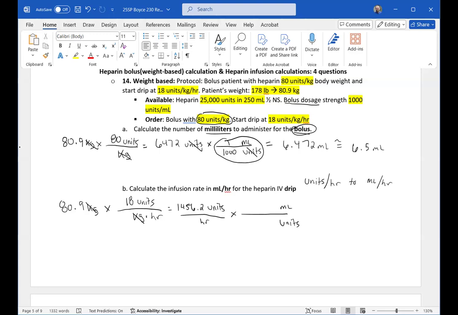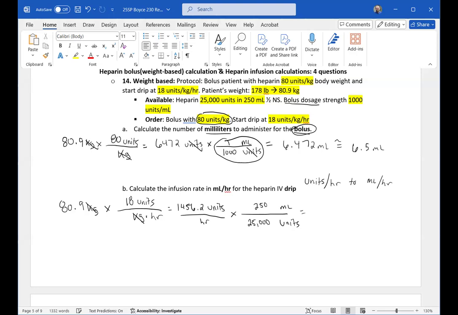What's the infusion rate connected to? It's connected to the IV. What is our available IV? Well, we have heparin 25,000 units in 250 ml. So I'm going to put the 25,000 units here and the 250 here.